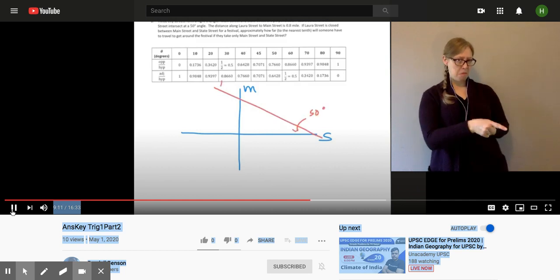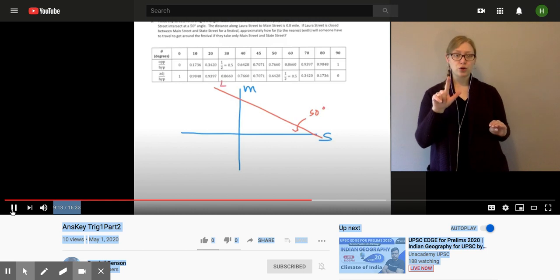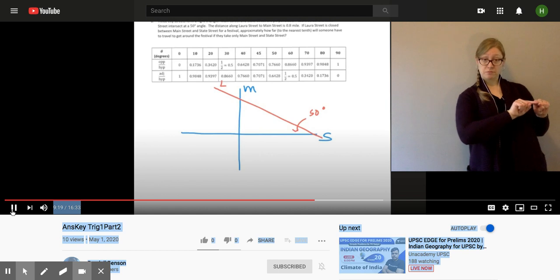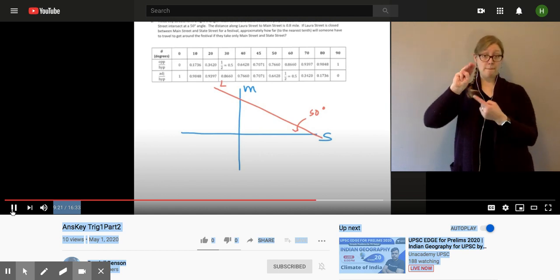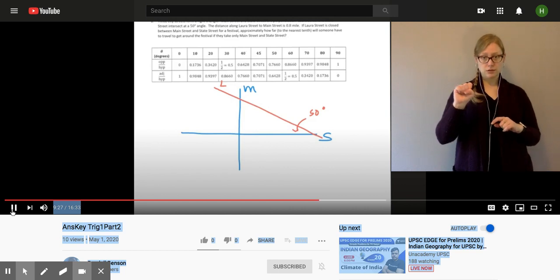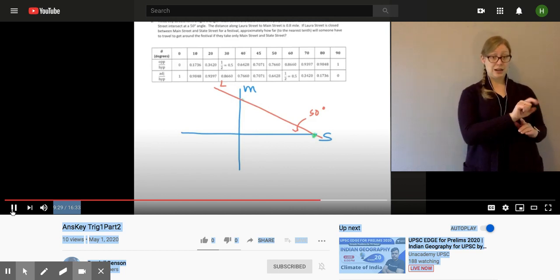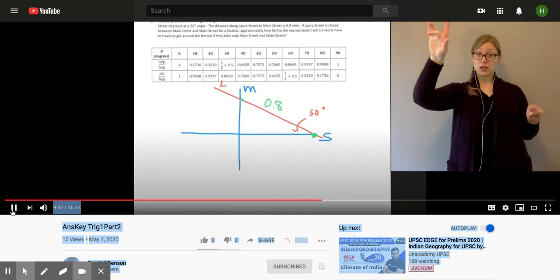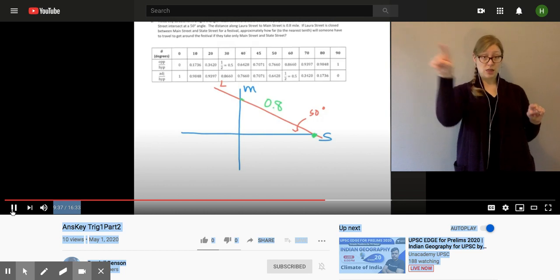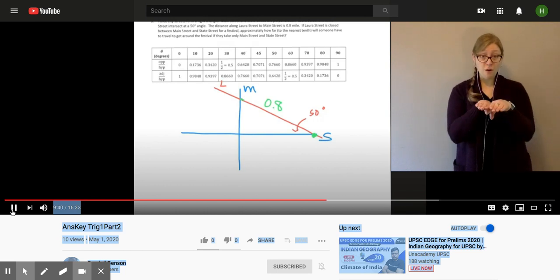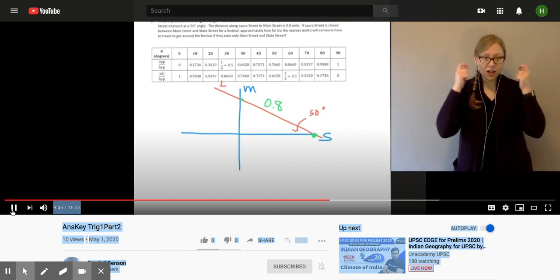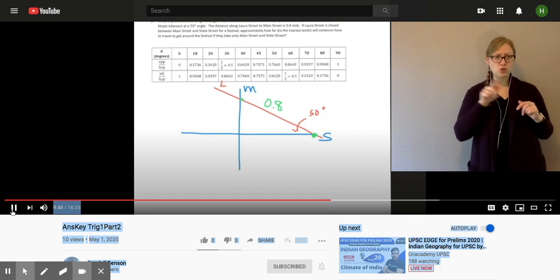So this is Laurel Street, this red one. The distance along Laurel Street to Main Street is 0.8 miles. So on Laurel Street to Main Street from State Street, right here to here, this is 0.8 miles. If Laurel Street is closed between Main Street and State Street for a festival, approximately how far, to the nearest tenth, will someone have to travel to get around the festival if they only take these two streets?